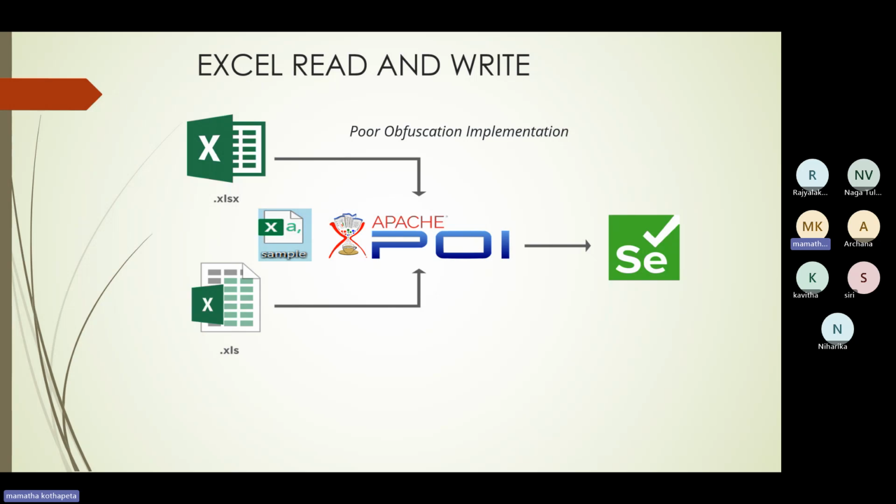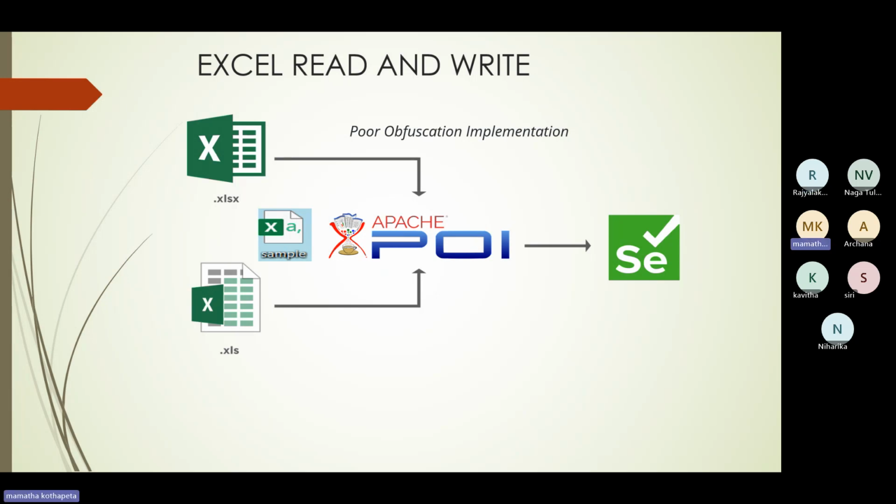So the Apache POI library is open source. When I call it open source, what do you mean by open source? Free of cost. You don't need to spend any money from your pocket. You just need to download it.